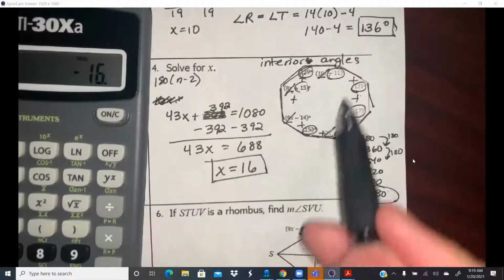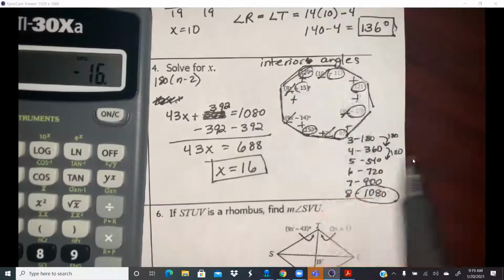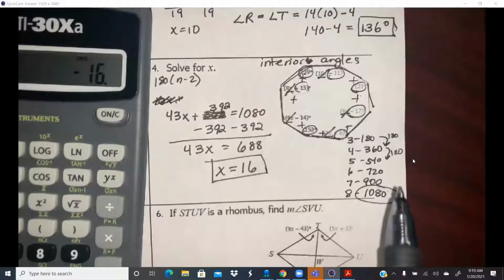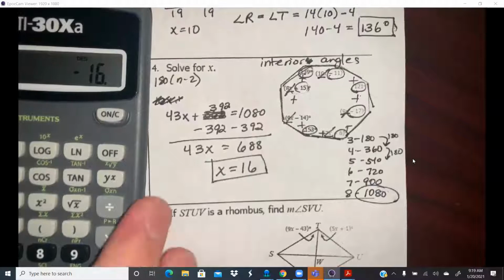All right. Especially when you have a big cluster of values for the angles, just combine the like terms right off the bat, and you don't have to worry about it.